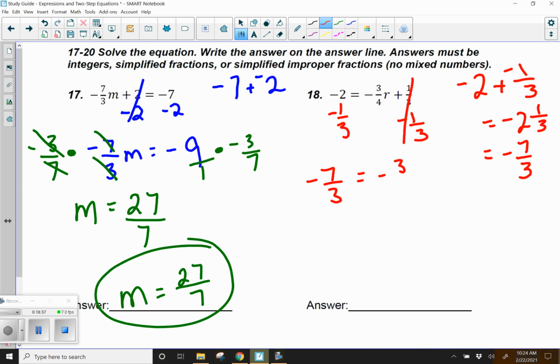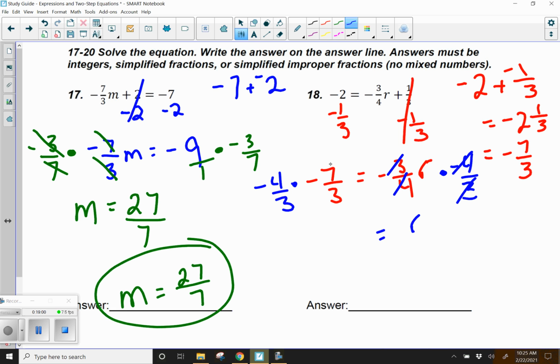So that leaves us with -7/3 equals -3/4 r, and just like with the last problem, we have a fraction as our coefficient. So to get rid of -3/4, I'm going to multiply by -4/3 on both sides. All this cancels out, leaving us with a positive r.